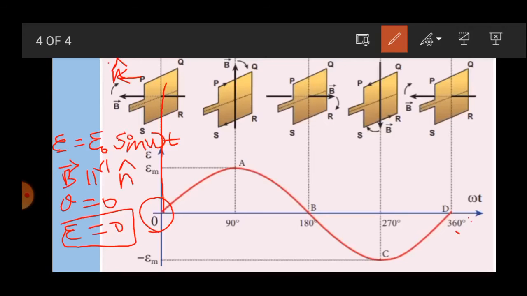Now the rectangular loop and magnetic field are acting parallel, but to the normal to the plane, the n unit vector. So here the magnetic field is perpendicular to the normal to the plane. What is the angle? 90 degrees. Now substitute the induced EMF: E is equal to E naught sin omega t. Sin 90 is equal to 1. So 1 into E naught, it is the maximum induced EMF, epsilon naught or E naught.